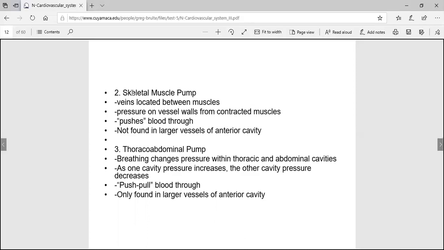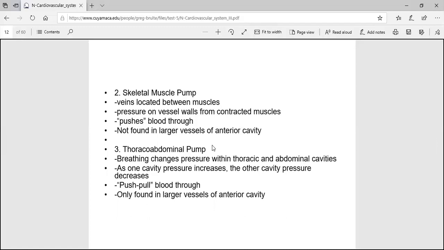So if I said on a test, name three things that help blood get back to the heart from the veins in, say, the feet or whatever, you would say: one-way valves, skeletal muscle pump, and thoracoabdominal pump. I'd be able to describe it in like one little concise sentence for each.